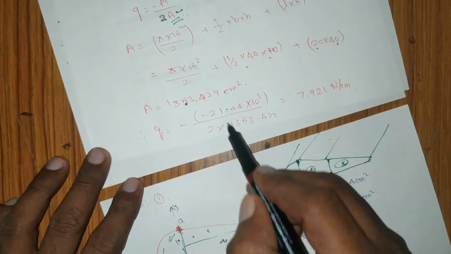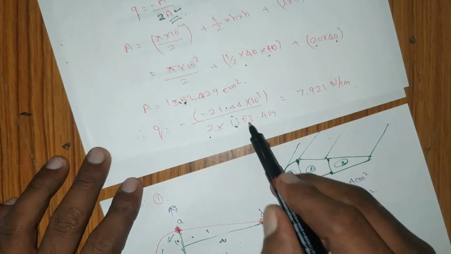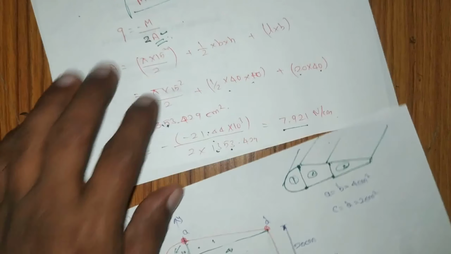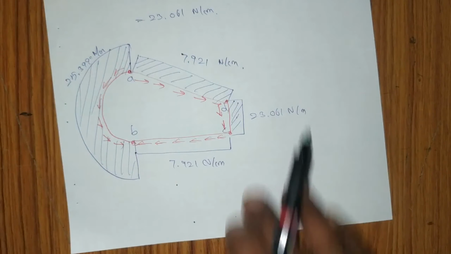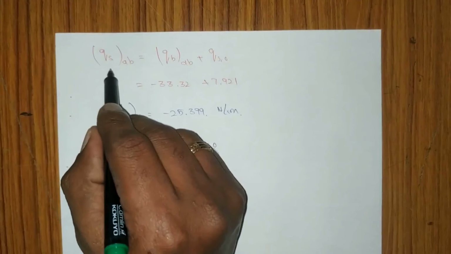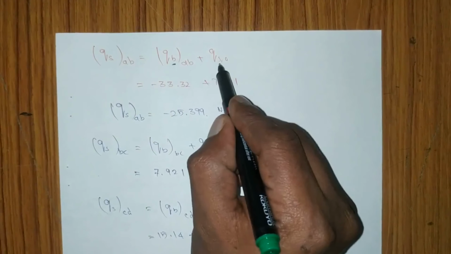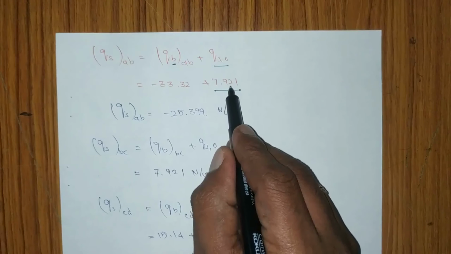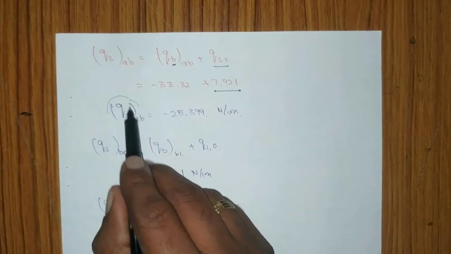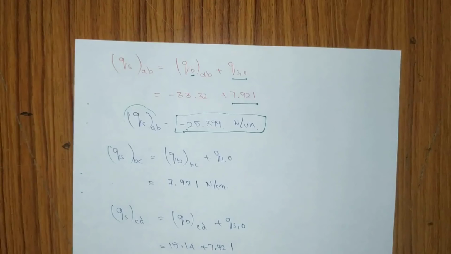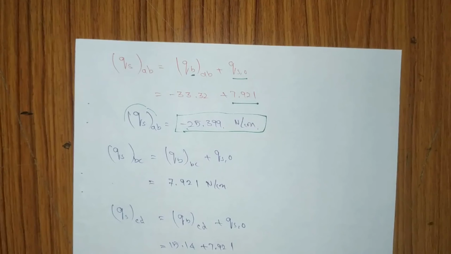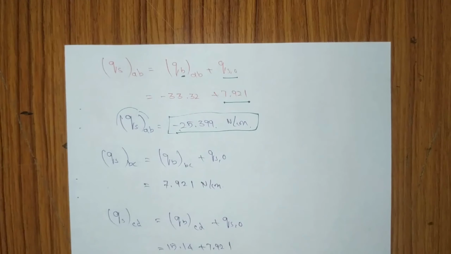So Q equals minus M by 2A. M you know, 2A you know. So you are getting 7.912 Newton per centimeter for the unbalanced shear flow value. The final shear flow value: you already found the value for the open section. You need to add the unbalanced value 7.92 to get the shear flow for the closed section, QAB. You have the shear flow value of each element, and you substitute in that and you get the QAB.